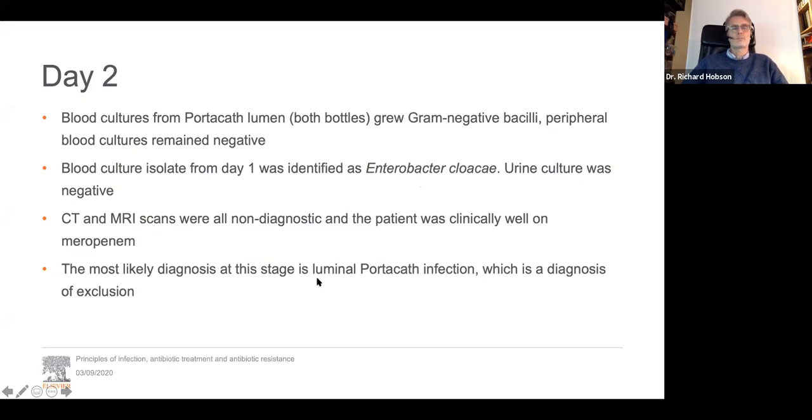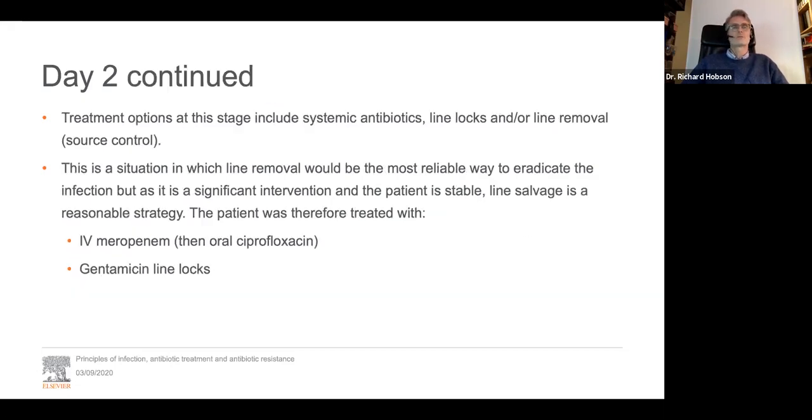Patient was well. So the most likely diagnosis at this stage becomes a luminal portocath infection, and this is a diagnosis of exclusion. So really, most of the other possibilities based on back pain, abdominal pain, and so on, have been excluded really by that imaging, and the paired blood culture results suggest a device-related infection. So I mentioned earlier holding the diagnosis lightly, and I think I'll be talking about that later actually.